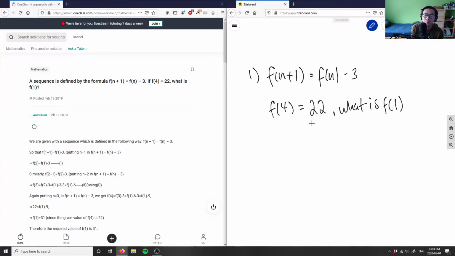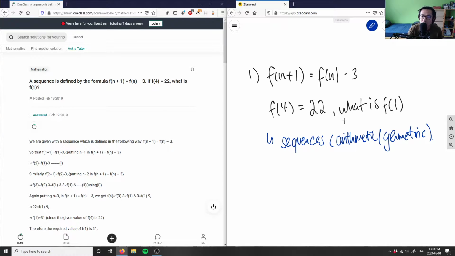This here is the concept of arithmetic and geometric sequences and series, right? This is specifically a sequence, and in this case it would be an arithmetic sequence, where one term affects the next term, and so on and so forth. We're given f of 4 is equal to 22, and we have to find f of 1.